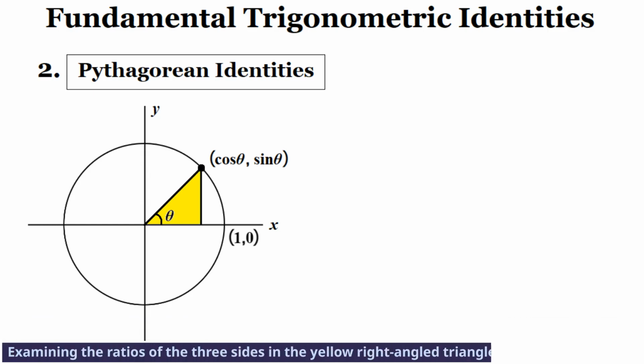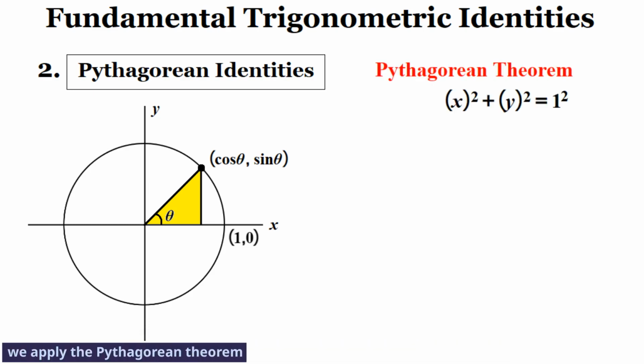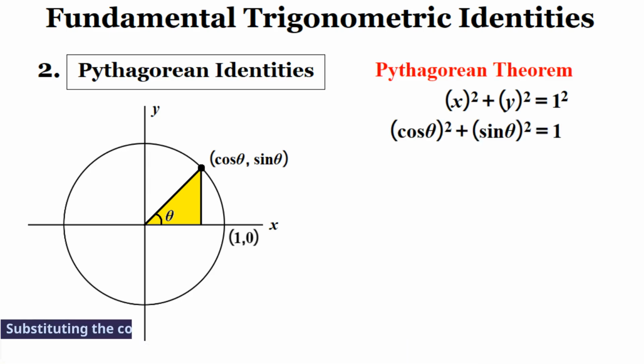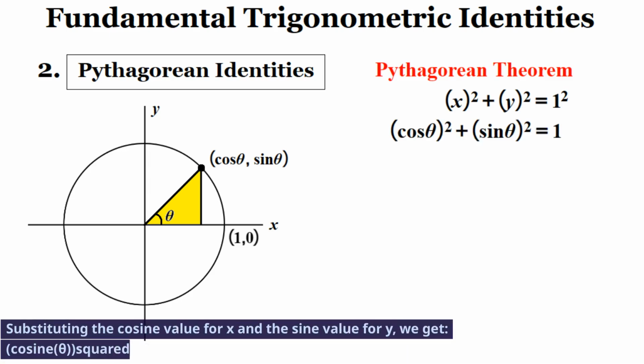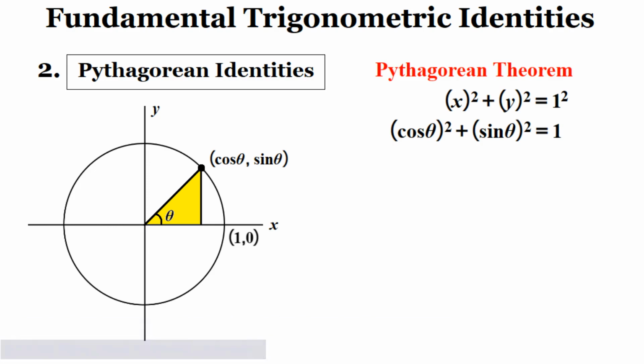Examining the ratios of the 3 sides in the yellow right-angled triangle, we apply the Pythagorean theorem since it is a right-angled triangle. Substituting the cosine value for x and the sine value for y, we get cosine theta squared plus sine theta squared equals 1.